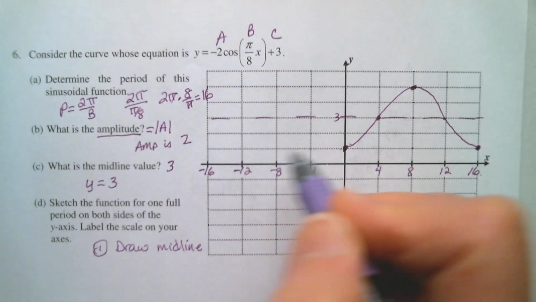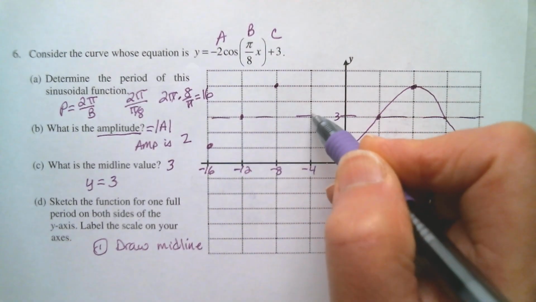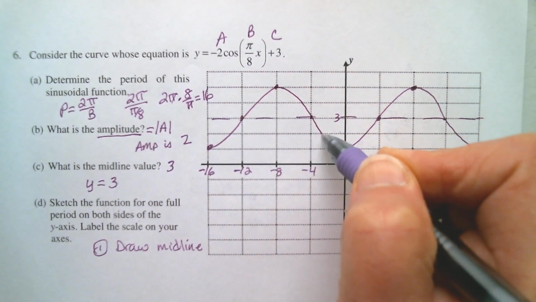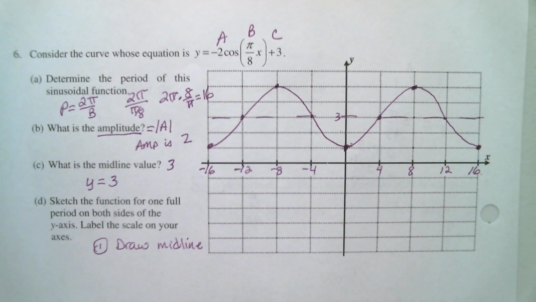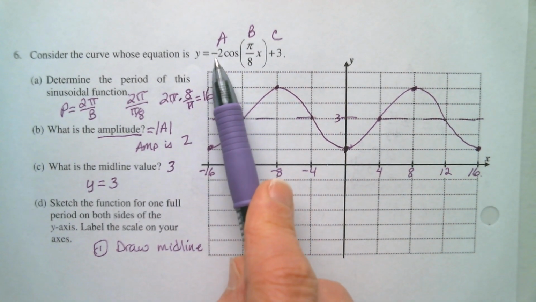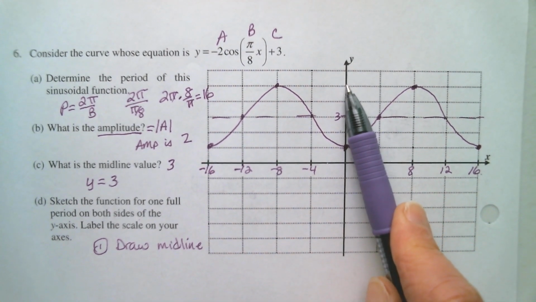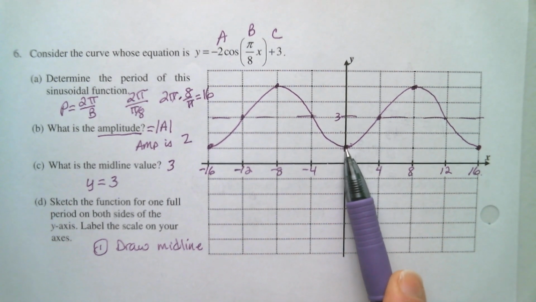And reflect over the y-axis. Remember, cosine is always going to start off the midline. If this was a +2, then it would have started at 2 units above the midline. But since this is -2, it starts 2 units below the midline.